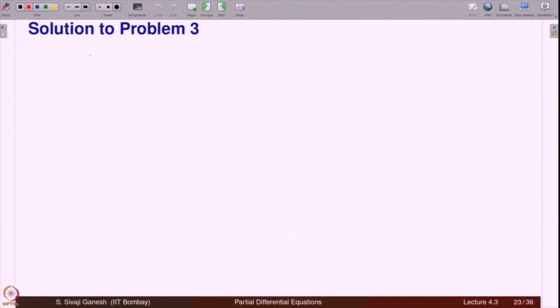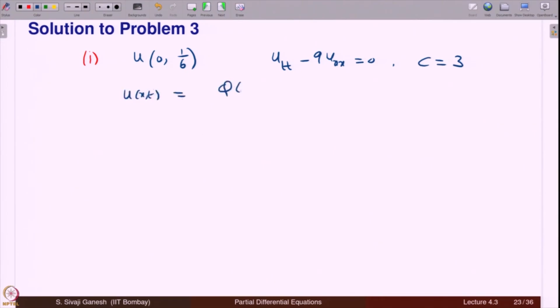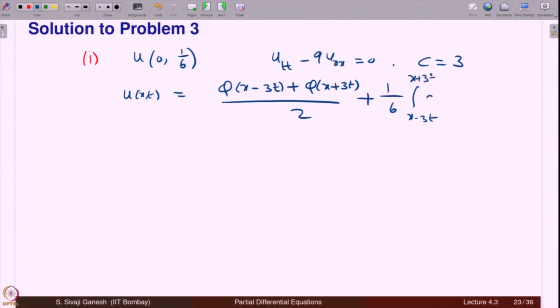So, first part was to compute u of 0 comma 1 by 6. So, we have to identify what the c is. Our equation is u_tt minus 9 u_xx equal to 0, that means c is equal to 3, because the D'Alembert formula is u of x, t equal to phi of x minus c t, which is 3 t, plus phi of x plus c t, by 2 plus 1 by 2 c, that is 6, integral from x minus 3 t to x plus 3 t of psi s ds.